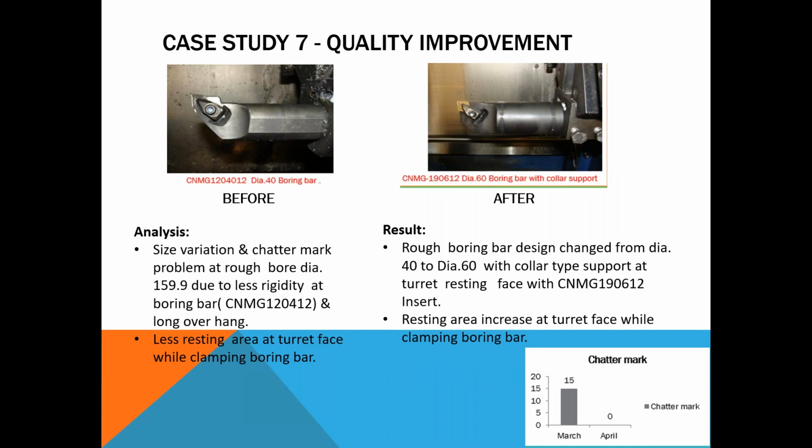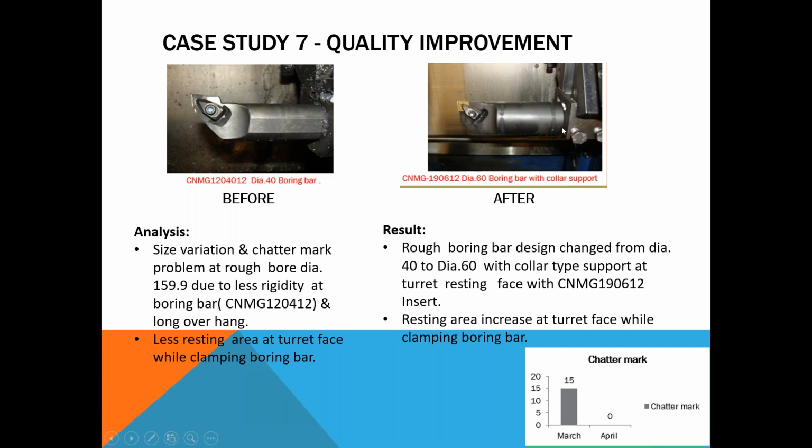There's another case study of quality improvement. They had a size variation and chatter marks on 159.4. Because on this bar, you can see there is less rigidity on this boring bar, and you can see the end of the boring bar. And because there is less area clamped on the turret, what has been done is we have designed this, instead of 40 dia, we made it 60 dia, and here we gave a collar. Look, you can see the collar.